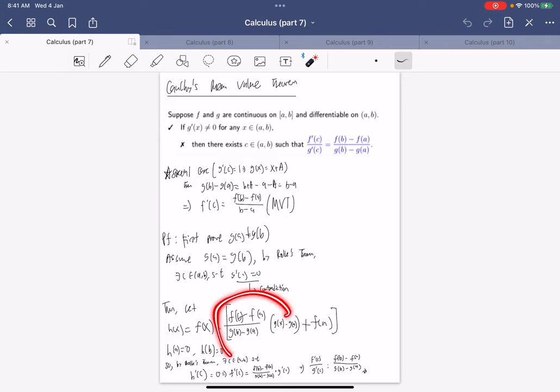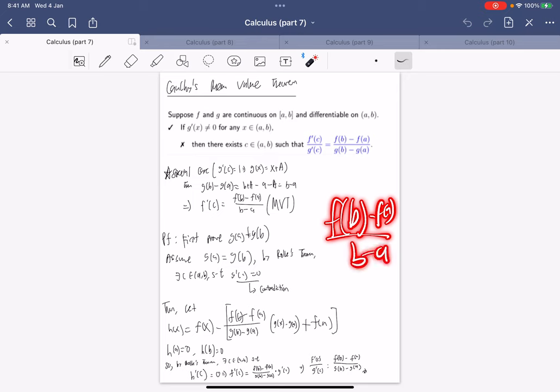So the reason why we do this is, if we remember the mean value theorem, what we did is f b minus f a over b minus a, then bracket x minus a. Well, we want this to become b in the same fashion. Now, if we divide by g b minus g a, we want this to be g b minus g a when you substitute a and b in respectively.